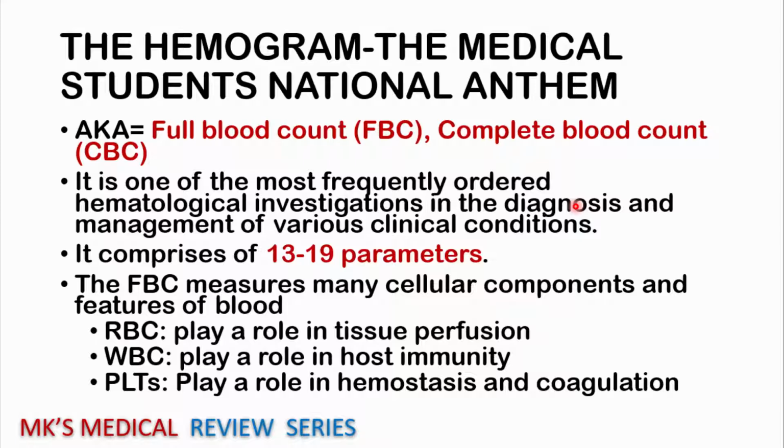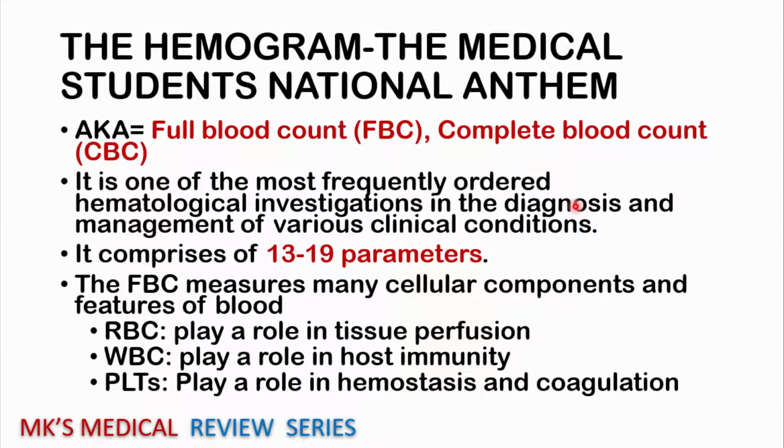And remember that this is actually one of the most frequently ordered hematological investigations that we can use in the diagnosis and management of various clinical conditions. It has various parameters that can range from about 13 parameters to 19 parameters. And mostly it's going to be looking at the cellular components of blood.